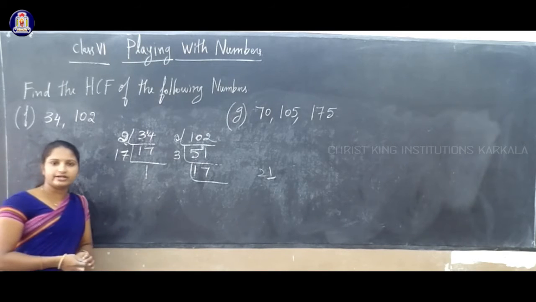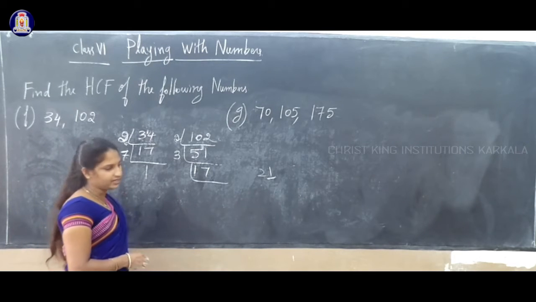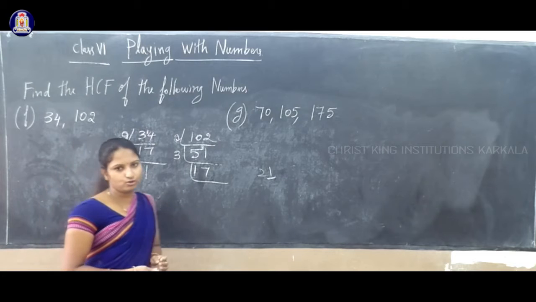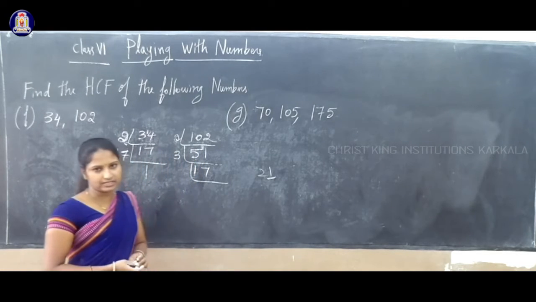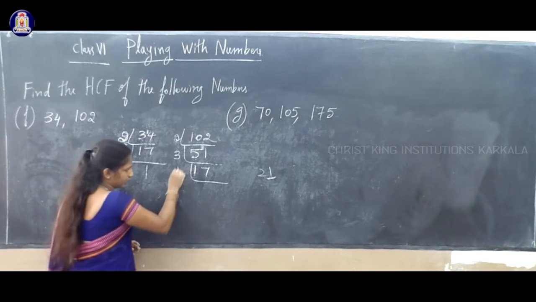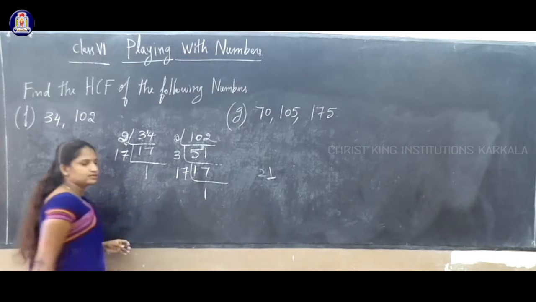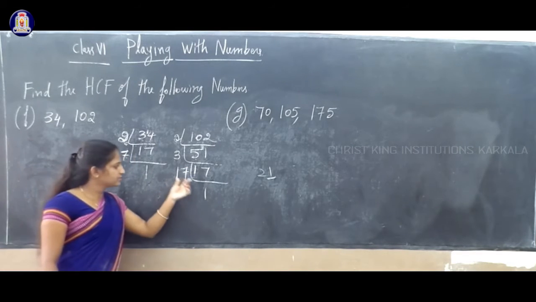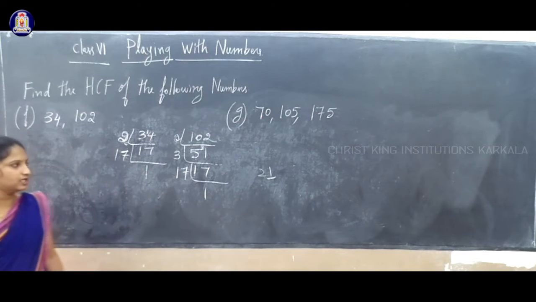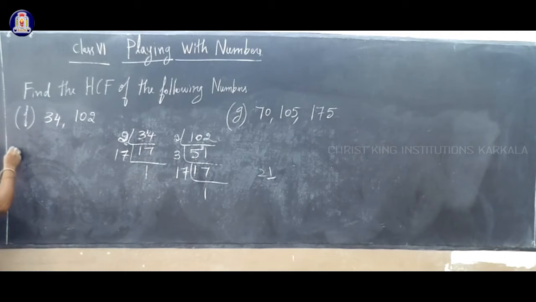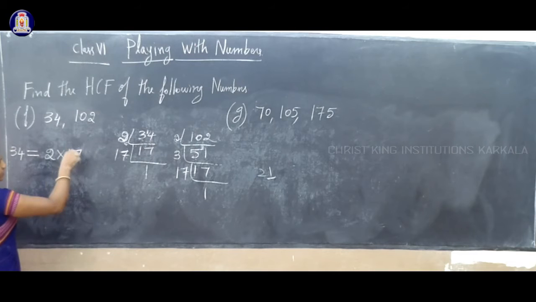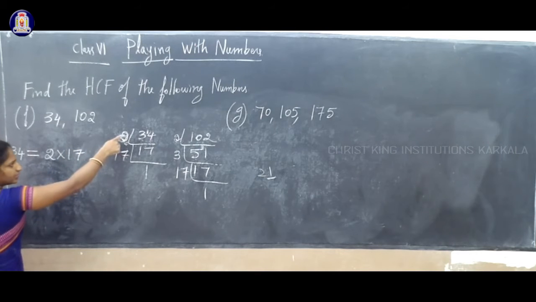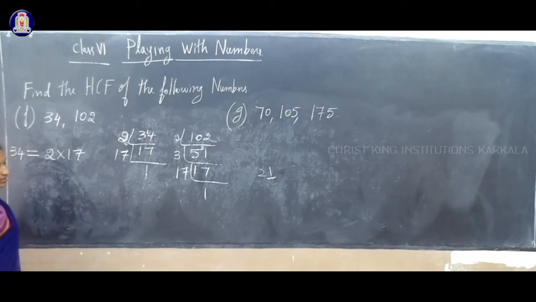You know, 17 divides 17. Right? Any other table divides 17? No. Only 17 divides 17. So directly you can write 17 1s are 17. So next we have to write, see, write like this. 34 can be written as 2 into 17. Is it correct?